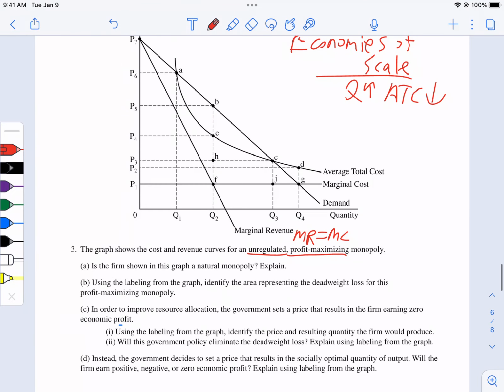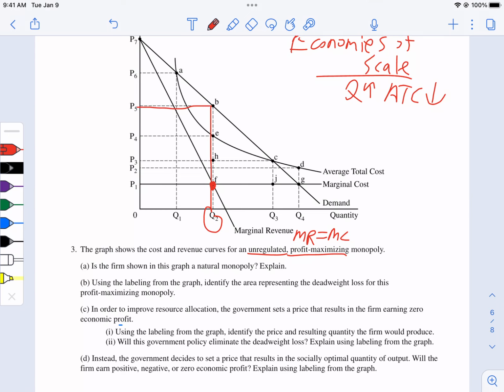Part B. Using the label in the graph, identify the area representing the deadweight loss for this profit maximizing monopoly. So number one, what we have to do is figure out where they are operating. And they operate where MR equals MC. So that's that quantity at this price. So what's the deadweight loss?